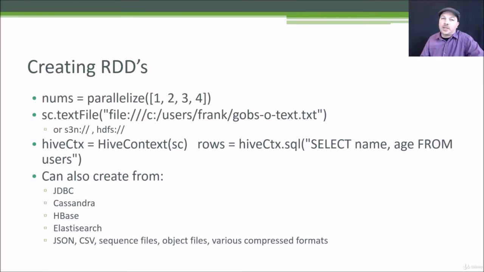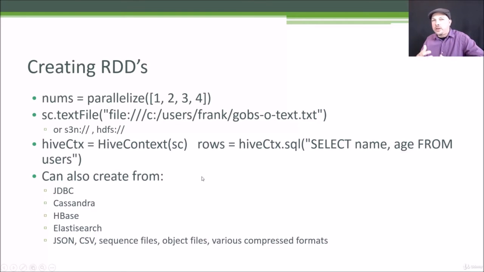It can also talk to things like Hive. So if you have an existing Hive database set up at your company, you can create a Hive context that's based on your Spark context. And how cool is this? You can actually create an RDD, in this case called rows, that's generated by actually executing a SQL query on your Hive database. So that's an example of also creating an RDD.